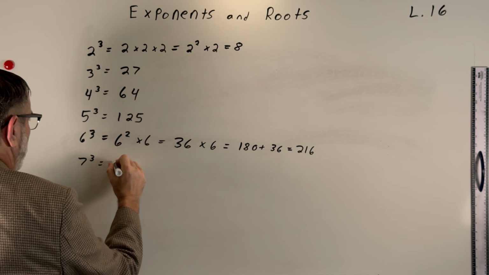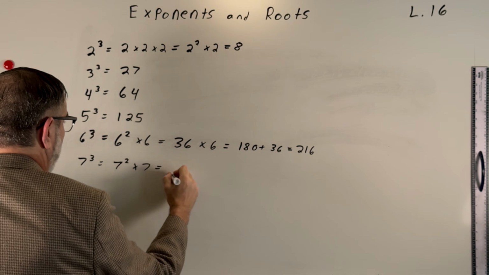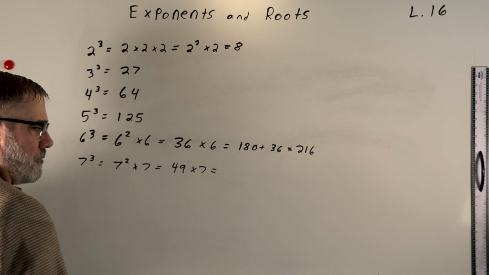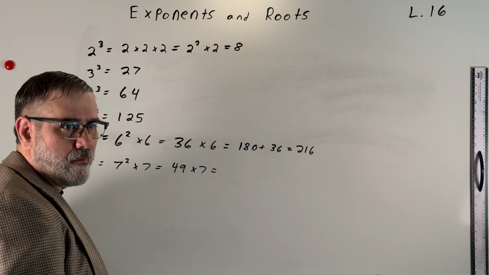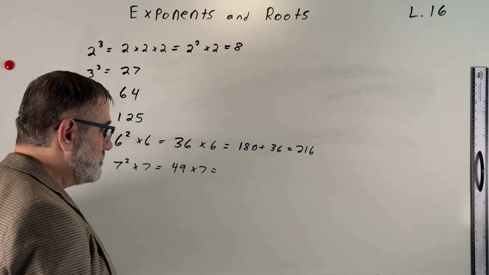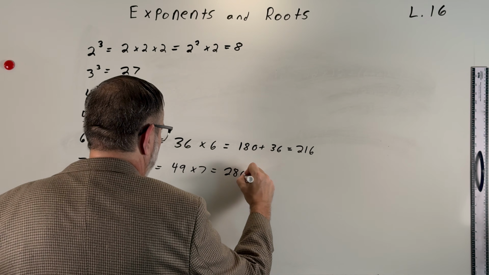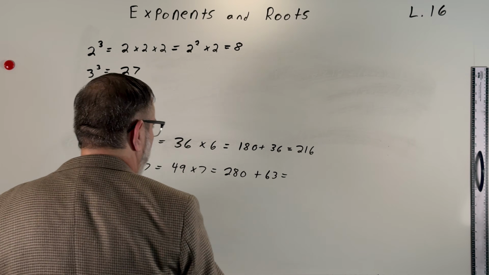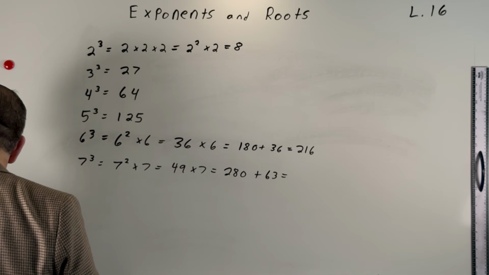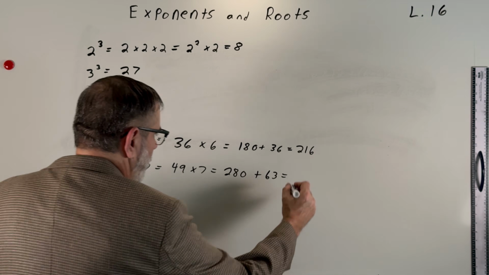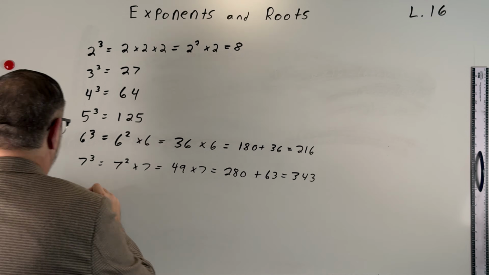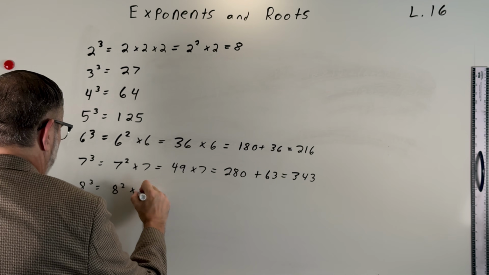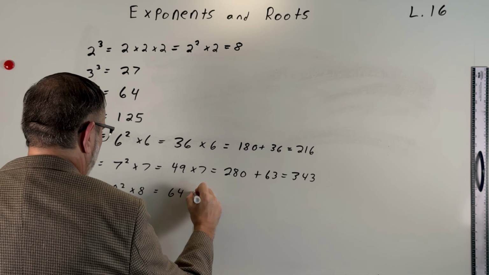7 cubed, which is 7 squared times 7, which is 49 times 7. And again, 7 times 4, or 7 times 40, rather, 280, plus 7 times 9 is 63. Who can do 280 plus 63? 343. And then 8 cubed, which is 8 squared times 8, which is 64 times 8.